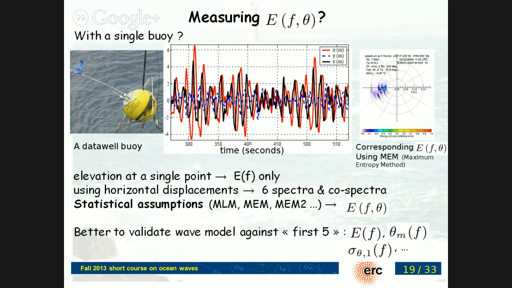And then to go from 5 numbers to a function of direction, which goes all around the circle, you have to invent things. A buoy doesn't measure a directional spectrum. It measures only 5 moments, and then you have to invent the directional distribution from that. There are many methods for inventing things using fancy statistical assumptions. There's the maximum likelihood method, the maximum entropy method, and some different flavors of the maximum entropy method.